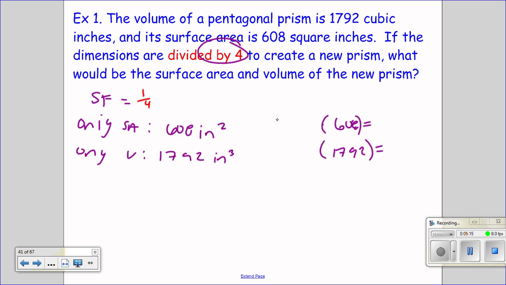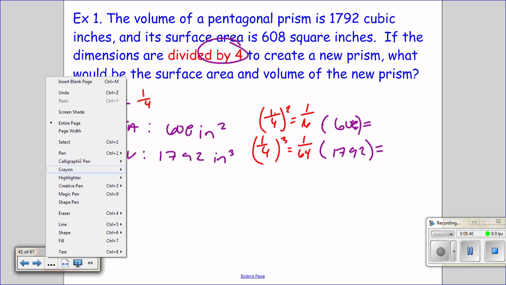So I'm going to take 1 over 4 and square that, and I would get 1 over 16. And I'm going to multiply 1 over 16 with 608. Same thing for the volume. It's 1 over 4, but this time I'm cubing it. So it ended up being 1 over 64. Now let's put it in the calculator.